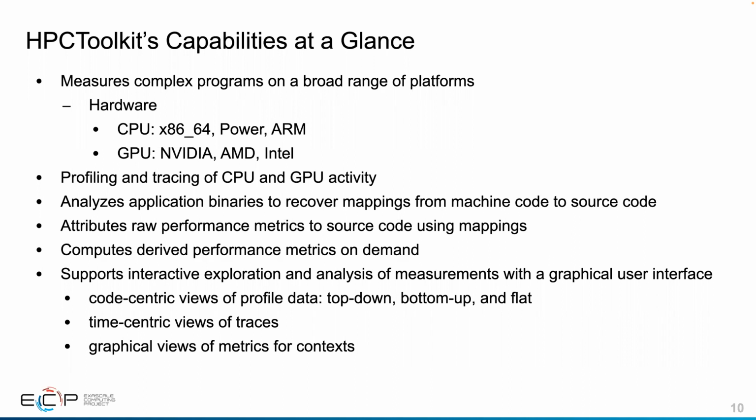We analyze application binaries to be able to relate performance information to your source code, whether it's CPU binaries or GPU binaries. We're analyzing them to be able to report performance data and associate it with functions, loop nests, inline code, etc. We attribute raw performance metrics to source code using mappings, and so we recover these mappings by analyzing the application binaries. We compute derived metrics on demand.